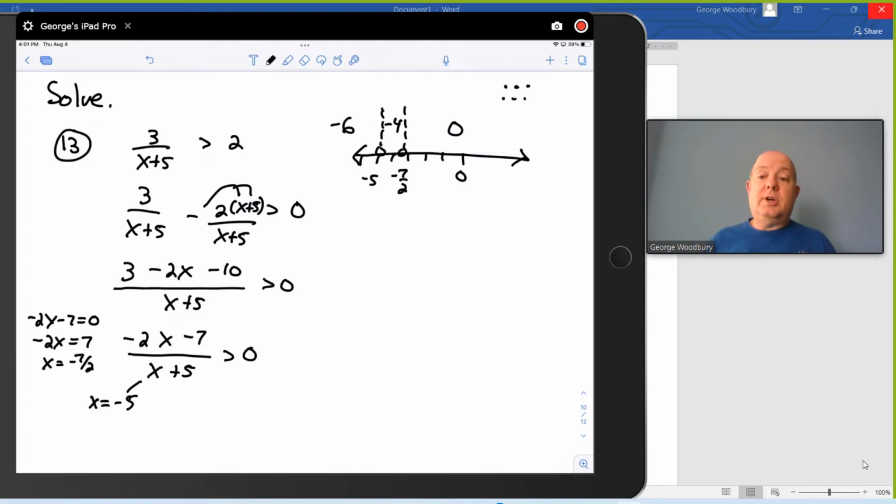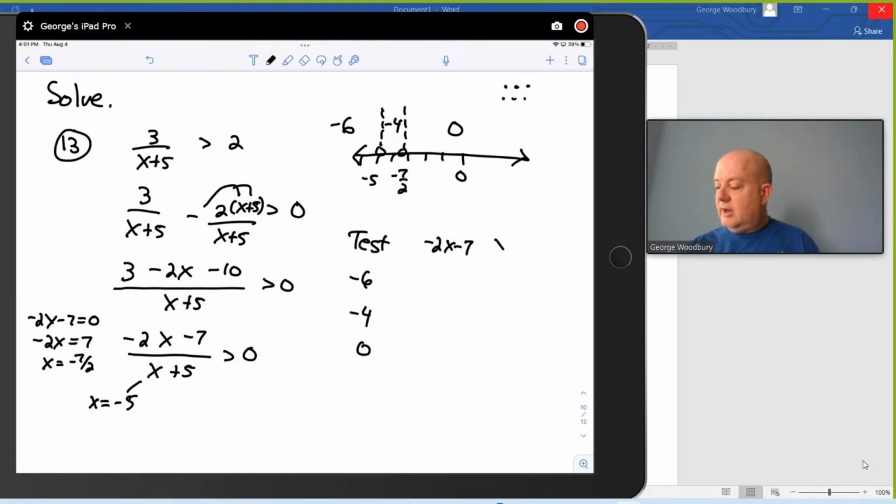We could just substitute in and see if it works. I'm going to still try the sign chart approach. So my test points are negative 6, negative 4, and 0. My two expressions are negative 2x minus 7 and x plus 5. I'm looking for that to be greater than 0, so I'm looking for positive numbers.